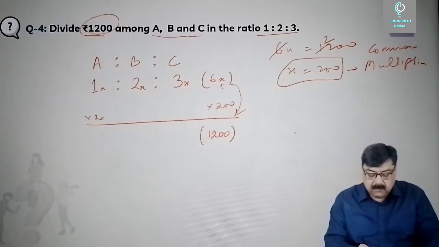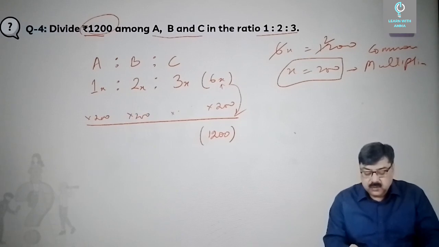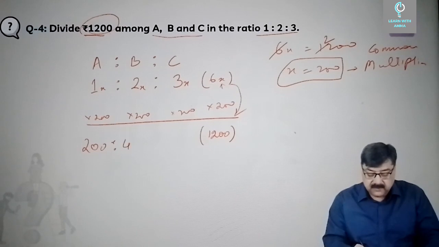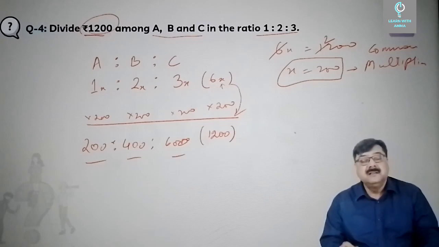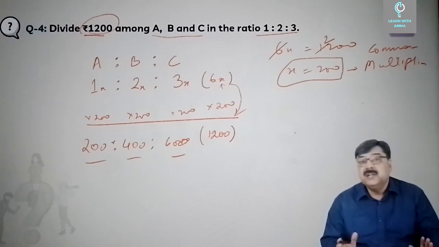So everywhere you will multiply here with 200. So this is 200. 2 into 200 is 400. And 3 into 200 is 600. So 200, 400 and 600. This is how 1200 will be divided among A, B and C in the ratio 1 is to 2 is to 3.